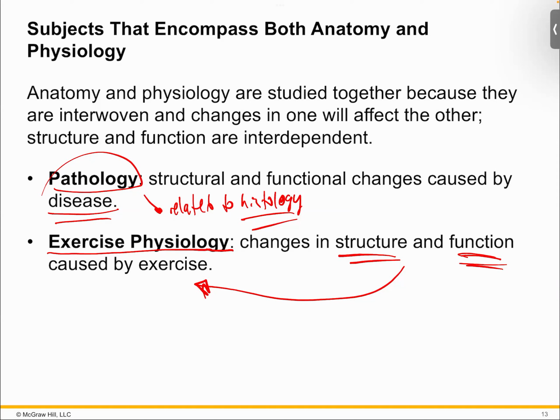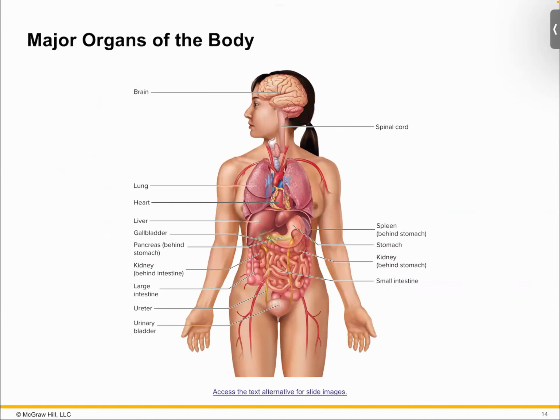So right, function, because obviously if you do a lot of exercise and you do get muscle bulk, you're going to be able to be stronger. You can do more. That's functionally changing. Okay. So I could do more. I could bench press the bar, but it would require me to change my structure, which I'm not interested in doing.